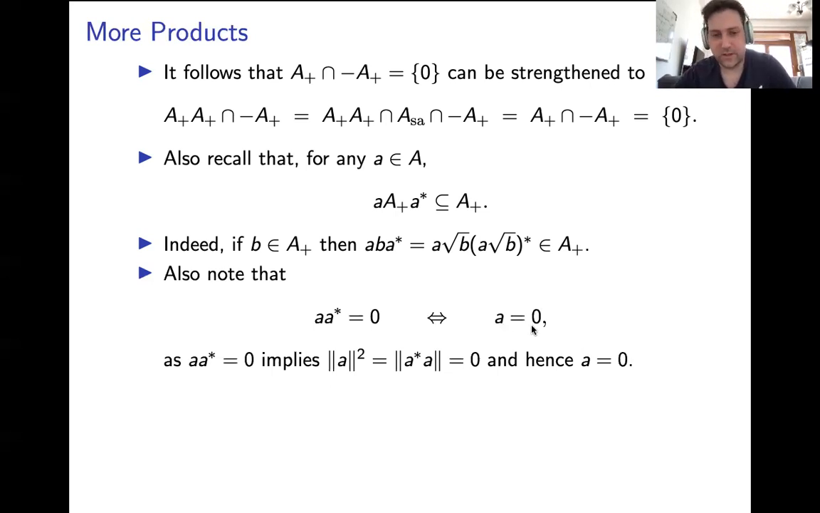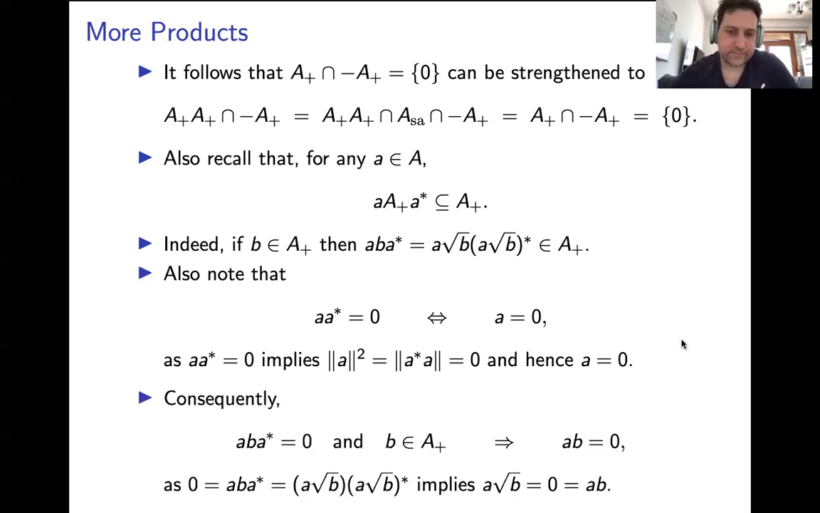Sometimes this is referred to as a condition of being a proper star ring. And in this case, this follows just from the C star norm equality. Remember this key property of C star algebras, as opposed to arbitrary Banach algebras, Banach star algebras even, is that the norm of A star A is the same as the norm of A squared. So if A star A is zero, that means the norm of that is zero, which means the norm of A is zero, which means that A is zero.